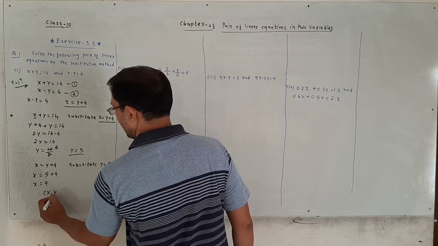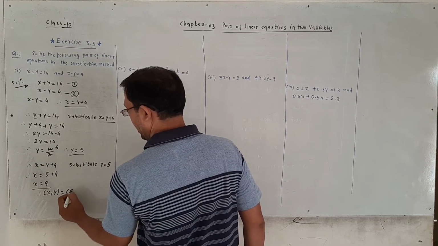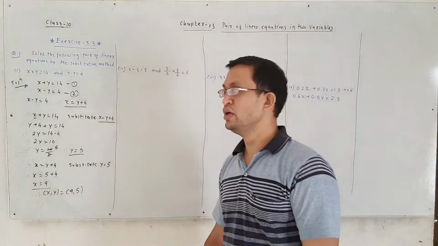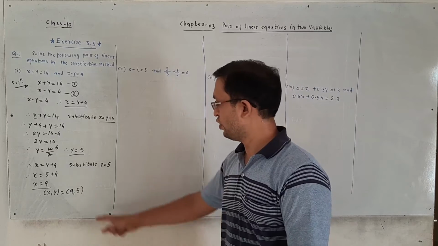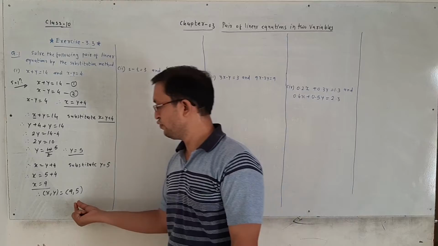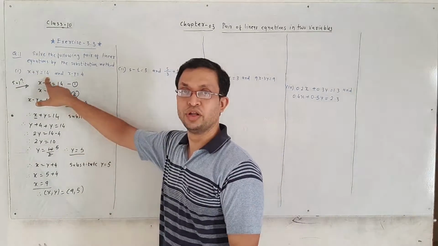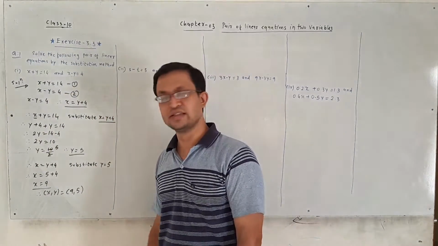Therefore final answer: x is equal to 9 and y is equal to 5. Therefore the solution of equations x plus y is equal to 14 and x minus y is equal to 4 is x is equal to 9 and y is equal to 5. We check this answer. 9 plus 5, that is equal to 14. Yes. And 9 minus 5, that is equal to 4. Yes. Therefore the answer is correct.